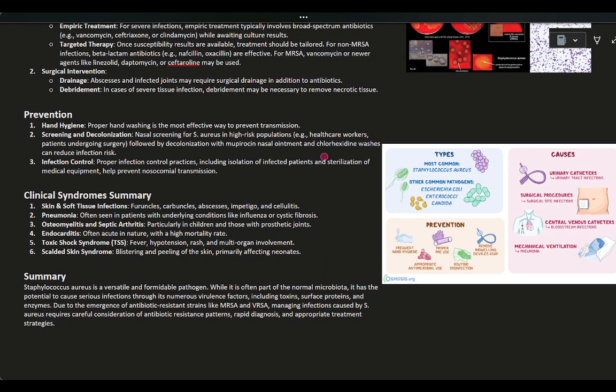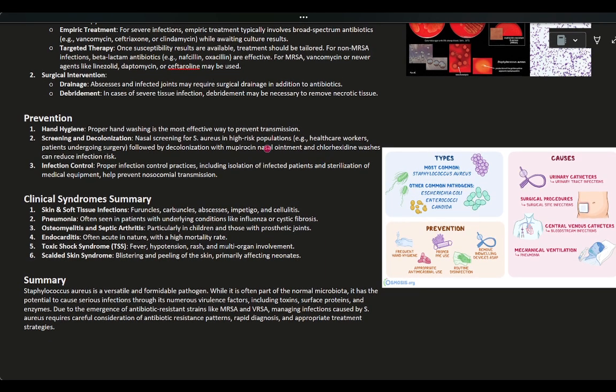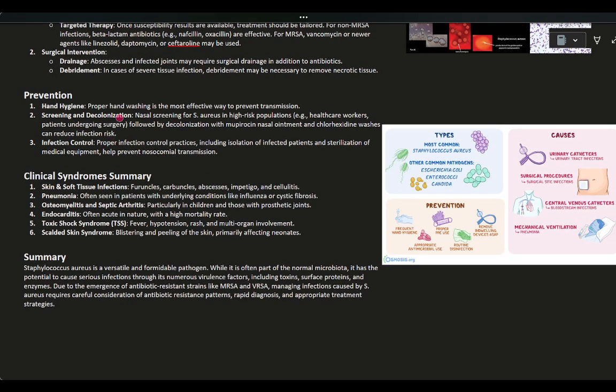So, how do we prevent this particular bacteria from getting into our system and becoming infective? We have some preventative measures. The first one is hand hygiene. Remember that proper hand washing is the most effective way to prevent transmission. Screening and decolonization are also important. Nasal screening for Staphylococcus aureus in high-risk populations, such as healthcare workers and patients undergoing surgery, should be utilized, followed by decolonization with mupirocin nasal ointment and chlorhexidine washes.